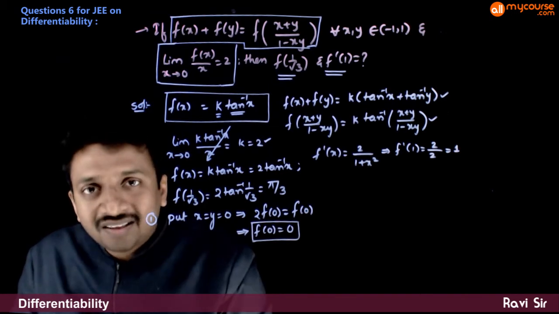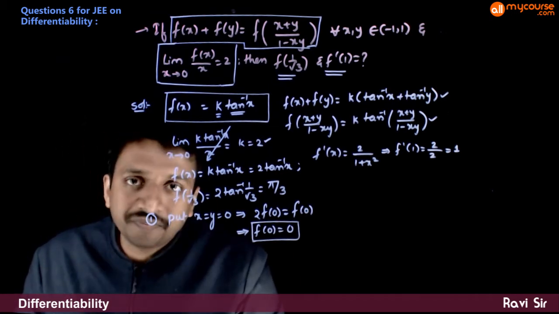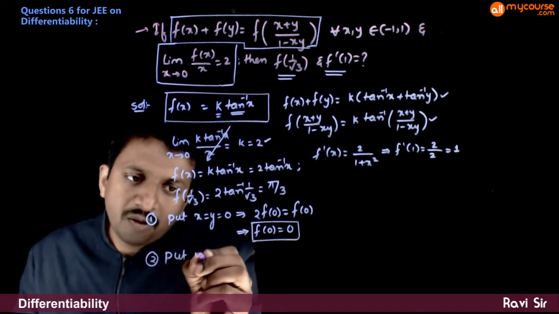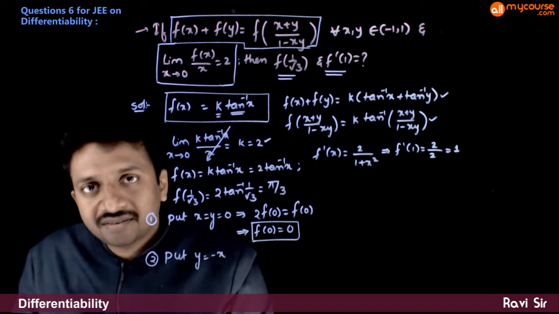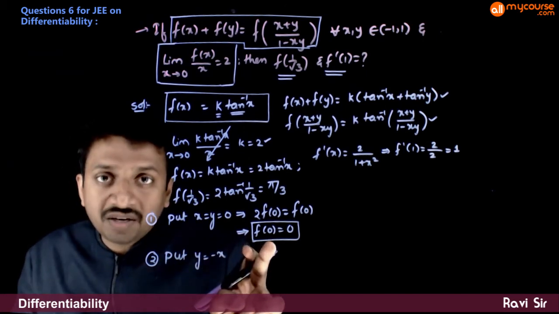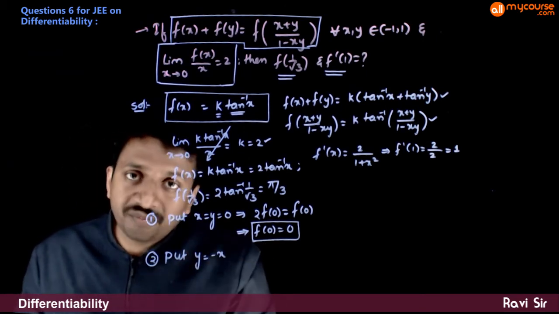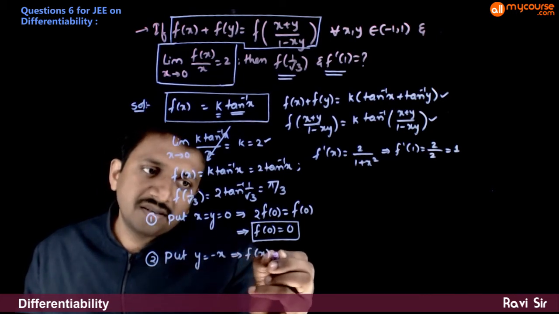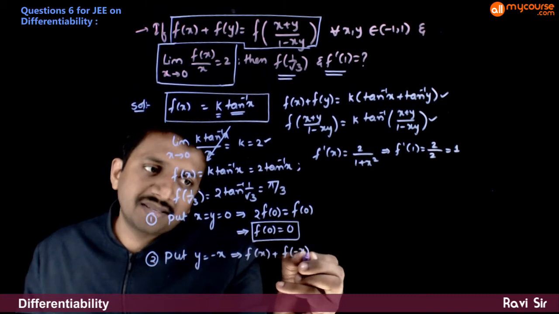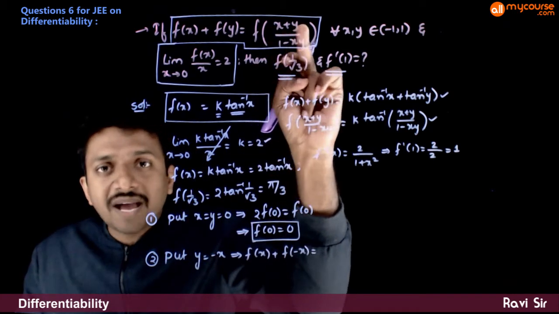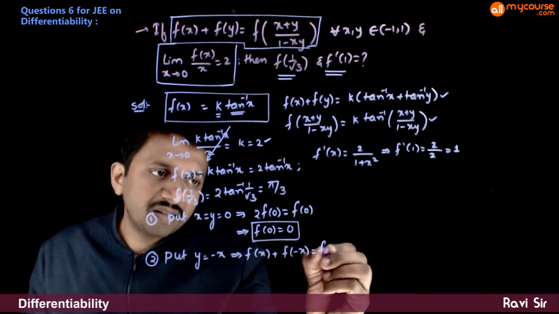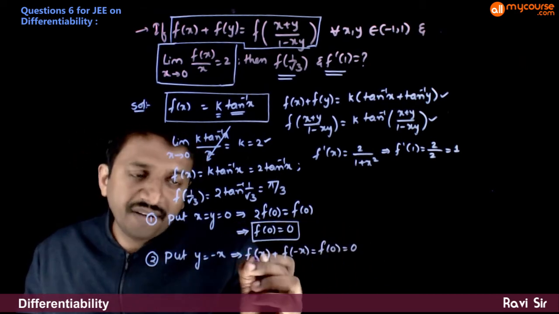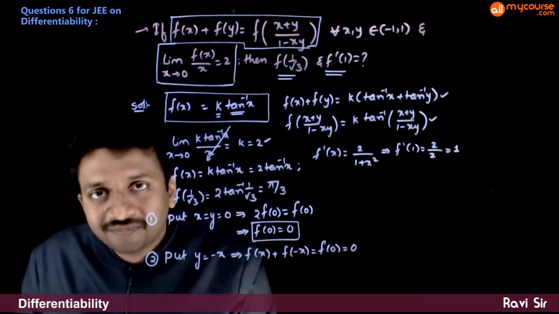So we got the value of f of x at x is equal to 0. Next, what I'll do is put y is equal to minus x. Once I get f of 0, I'll use it. Put y is equal to minus x. This implies f(x) plus f(minus x) is equal to f of (x minus x), which becomes f of 0, which is equal to 0. So f(x) plus f(minus x) is equal to 0.